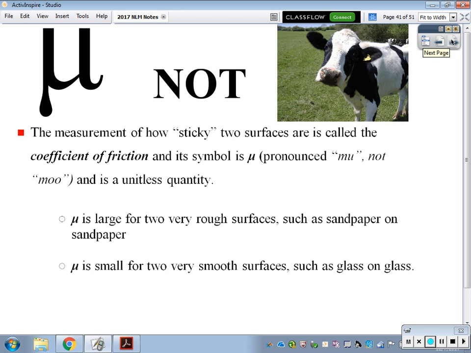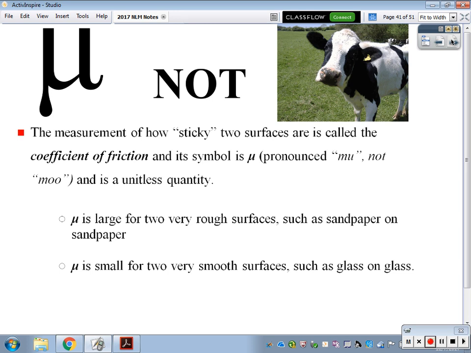Okay, there's a Greek letter that I need you to become familiar with. It is the Greek letter mu. Say it with me. Mu. Okay? And this Greek letter mu stands for the coefficient of friction and is a measurement of how sticky two surfaces are relative to each other.